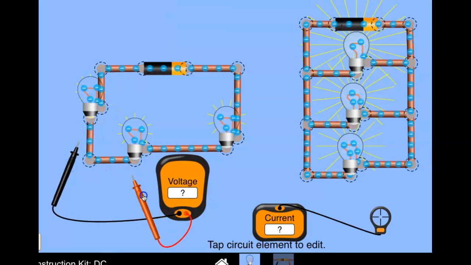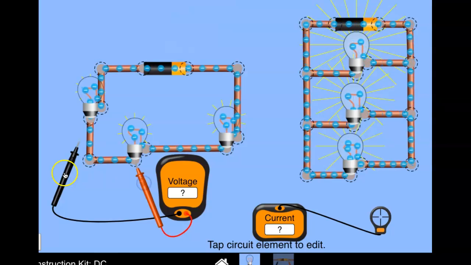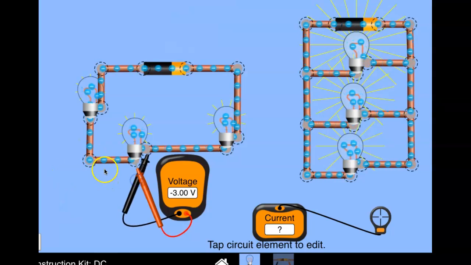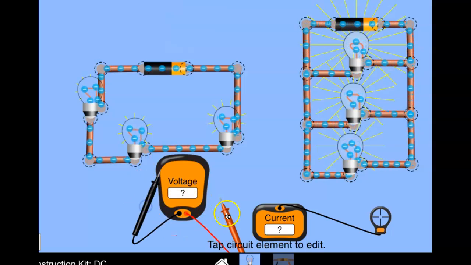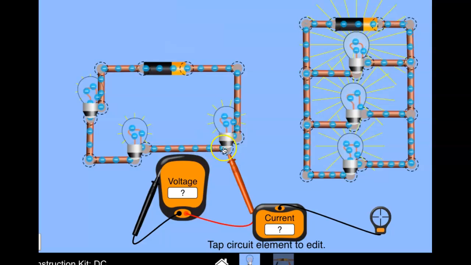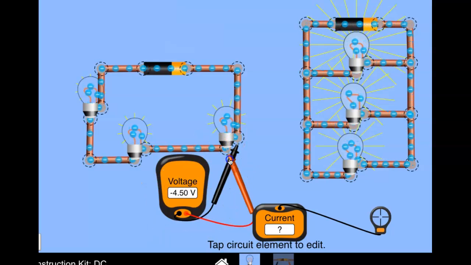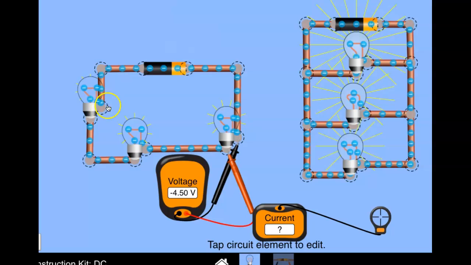So, alright, let's disconnect. Now I'm going to put the red one on the positive end of the next light bulb. Black goes to the negative end. And again, I know this is the positive end because the electrons are coming in. Now I get negative 3 volts. Alright, now let's try one more. So I'm going to put the red on the positive end where the electrons are going in. And we get negative 4.5. So think about this. We had positive 9 here. We had negative 1.5, negative 3, negative 4.5. If you add up those four numbers, you get 0.